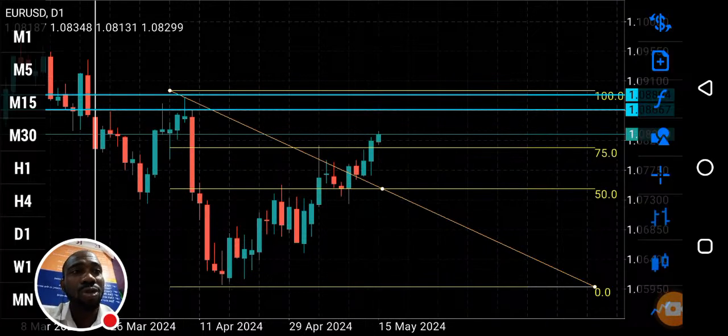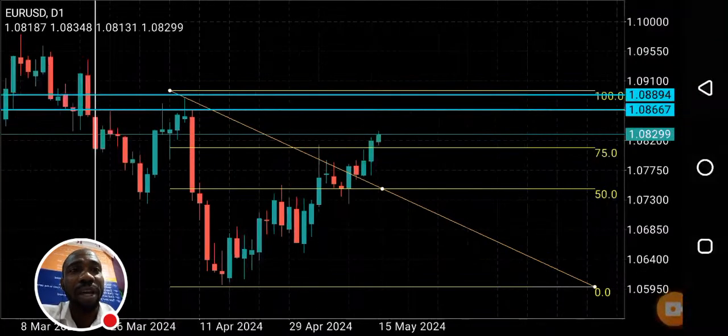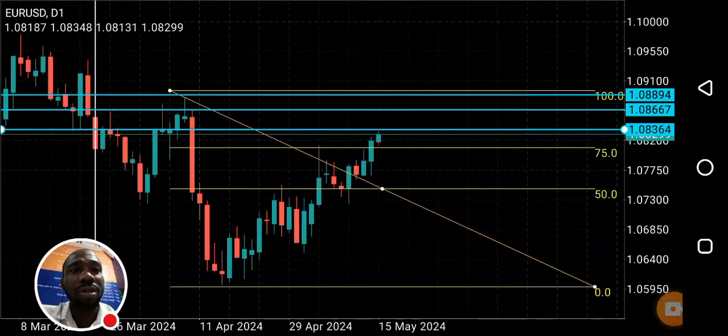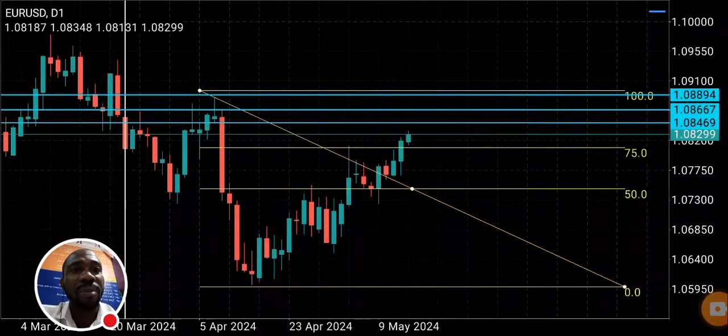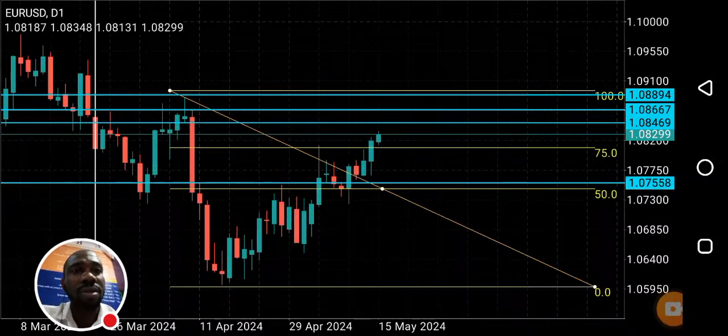You would also see that we had a fair value gap here. Can you see this fair value gap? So this pullback could just be to fill this fair value gap. As you can see, we had a very big fair value gap here. So this pullback is to fill that fair value gap or clear liquidity at previous high. That is it. But I would advise you wait or look out for a sell opportunity.